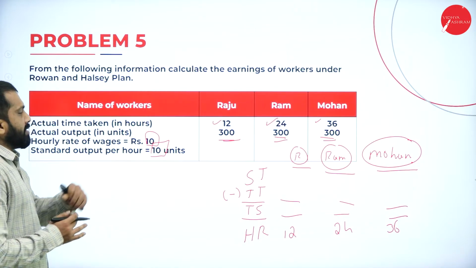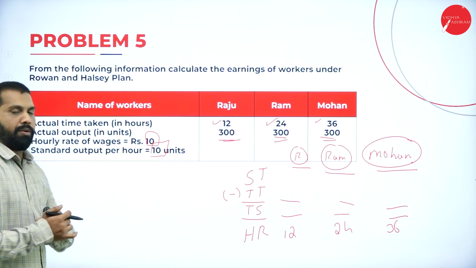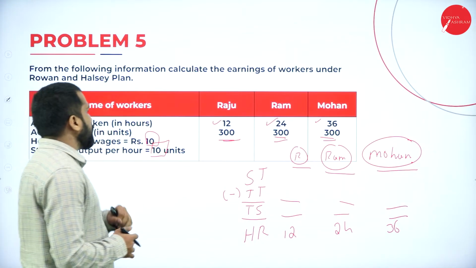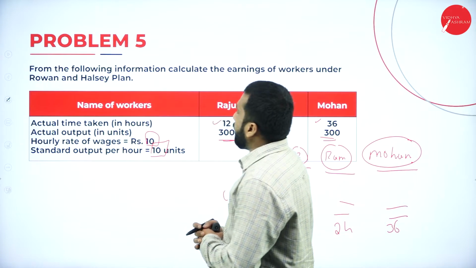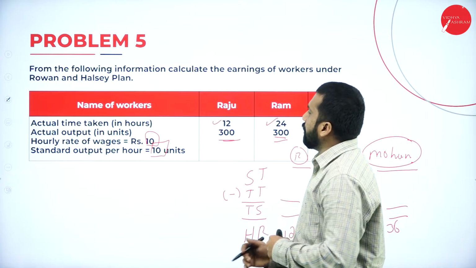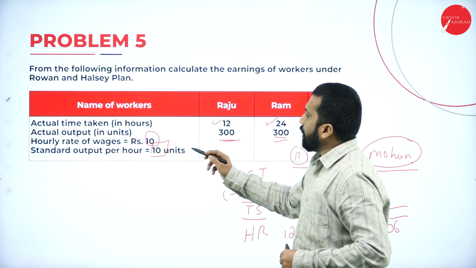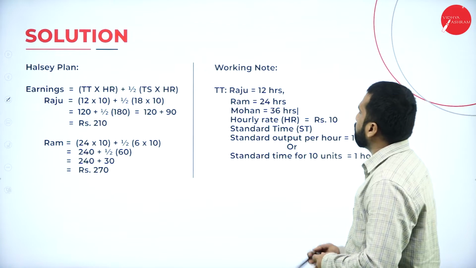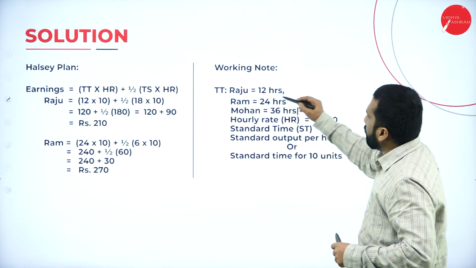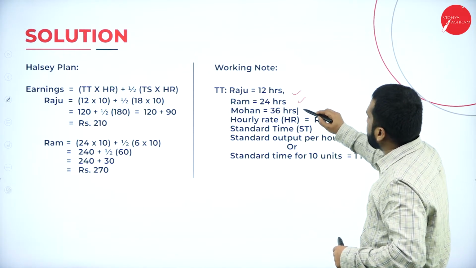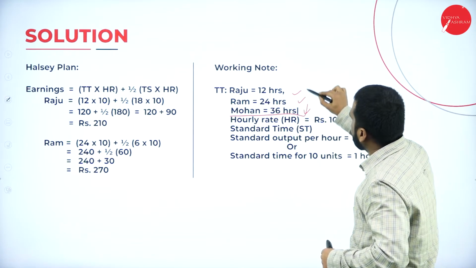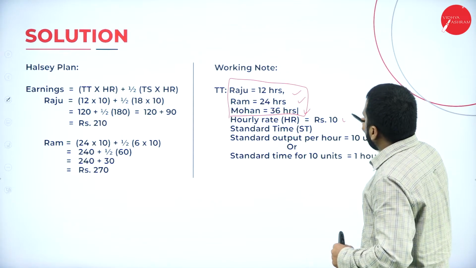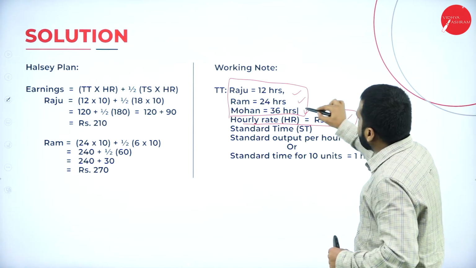Now, what is the standard time? What is the time saved? What is the time taken? Actual output in units they have given. Time taken we are supposed to find out here. Hourly rate is given. Standard output per hour is 10. Now, see here they have given Raju 12 hours, 24 hours and 36 hours as actual time taken. Hourly rate is 10 rupees. This is also done.